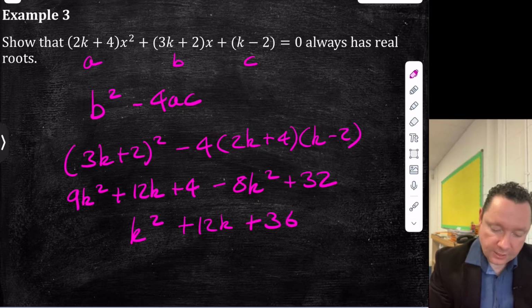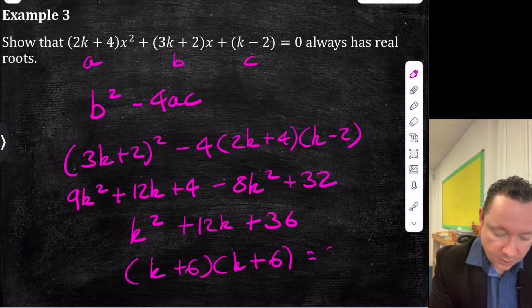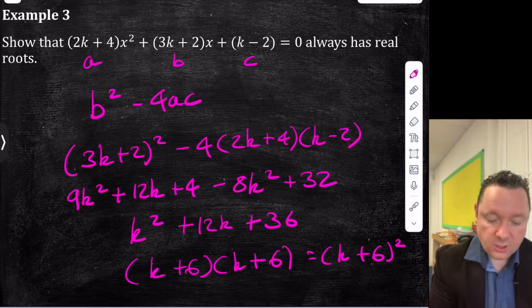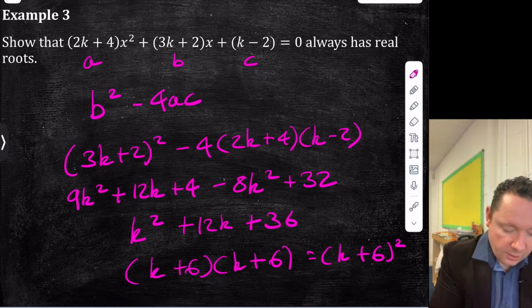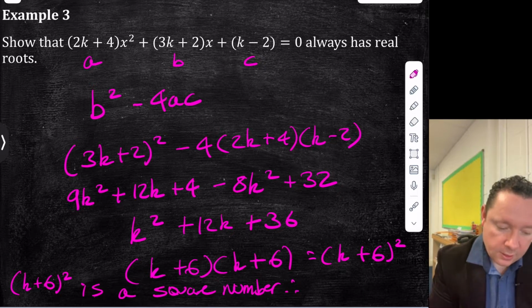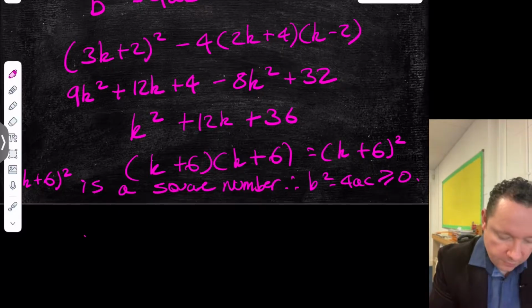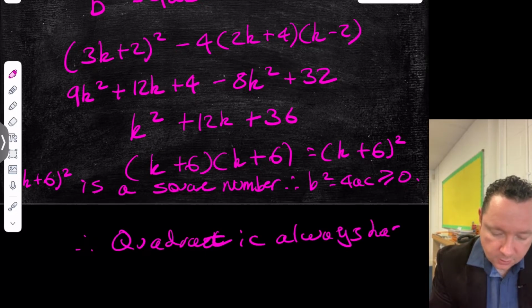So now we can try and factorise that because we've got k plus 6, k plus 6. Well, that's the same as k plus 6 all squared, which is a complete square. So since it is a complete square, we can then just say that k plus 6 squared is a square number. Therefore, b squared minus 4ac is always greater than or equal to 0. And therefore, the quadratic always has real roots.